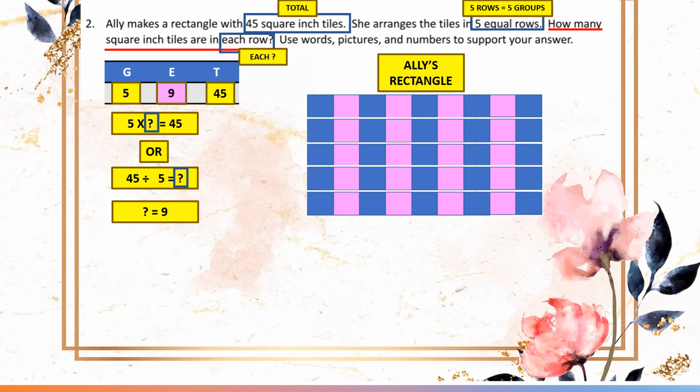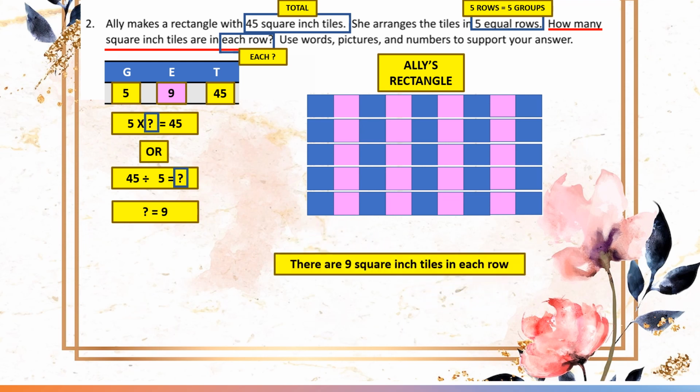So the instructions said to use words, pictures, and numbers. So I used a picture. I used numbers. Now I'm going to write my answer out in words. There are 9 square inch tiles in each row.